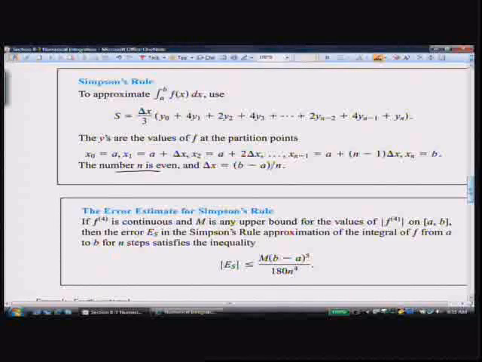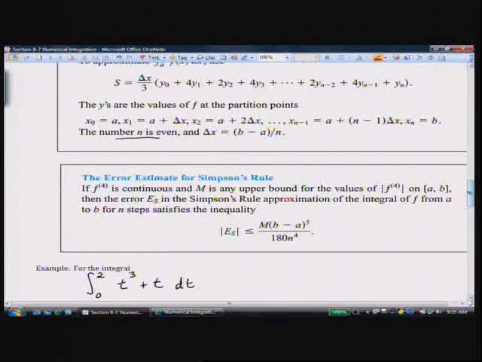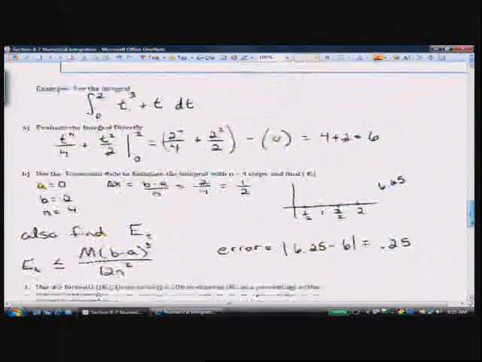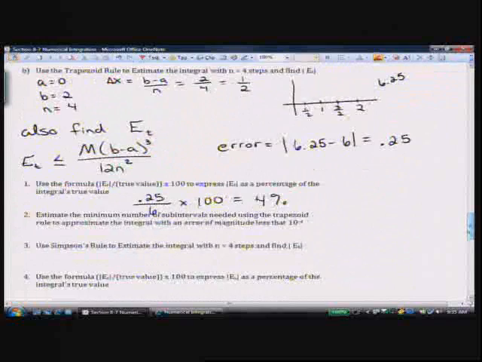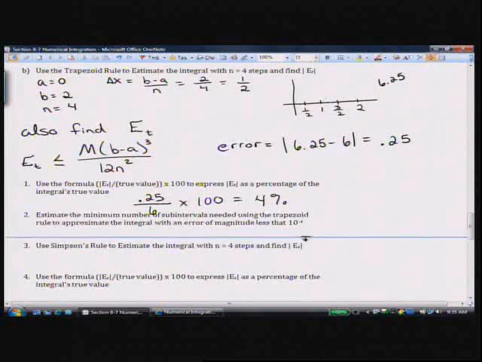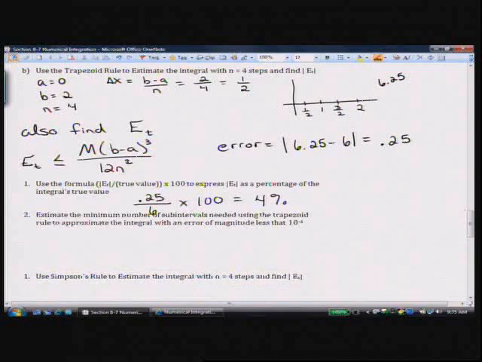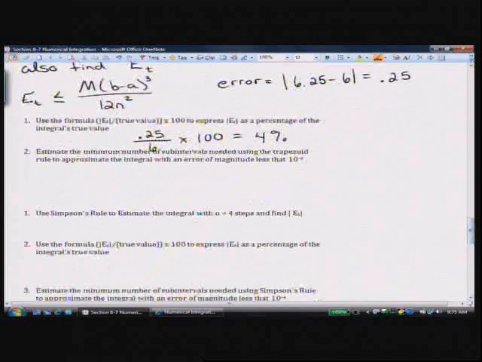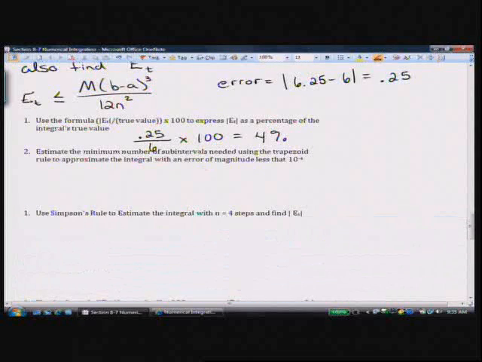So n has to be even. And then you also have an error estimate to compute for Simpson's rule as well. Okay, so let's try using, oops, I guess I should have answered number 2. I'll come back to that one in just a second. Let's try to use Simpson's rule to estimate the integral with n equals 4 steps and find E of S. I'll come back to this question in a minute.